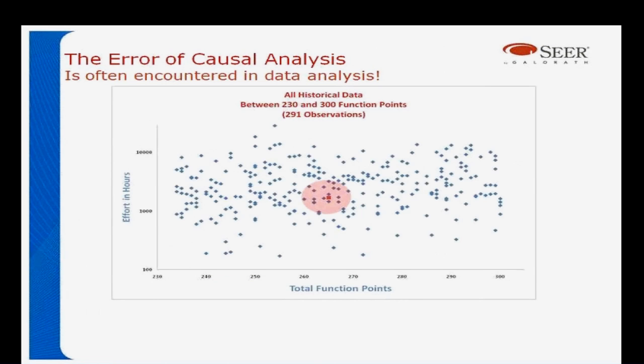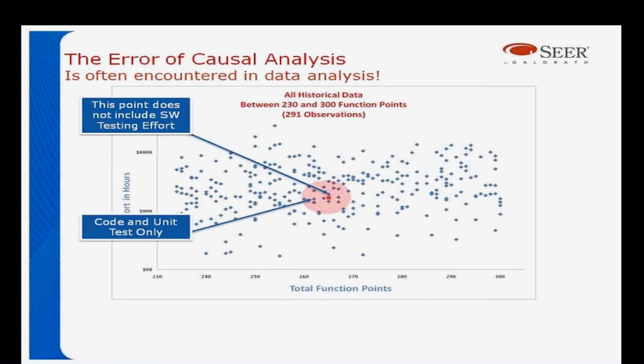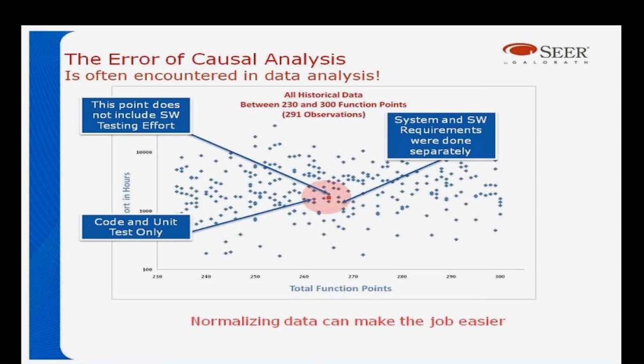Now, if you look at other data and the impacts of data, here's a plot overall. In this example here, we've got programs between 230 and 300 function points, and there are 291 of them. Well, is that good enough for estimating a new system? In this example, the data points haven't been normalized. This one doesn't include testing, so we've got problems. This one has only got code and tests, so we've got problems. This one here, the requirements were excluded, etc.